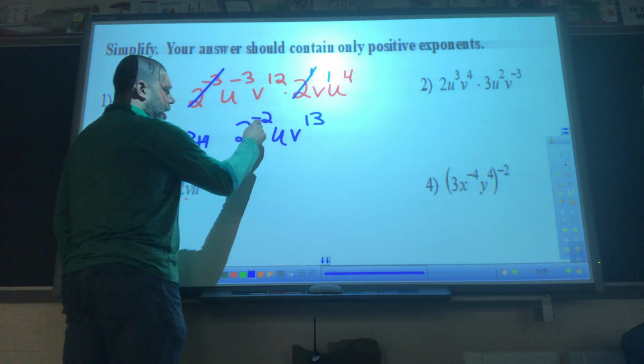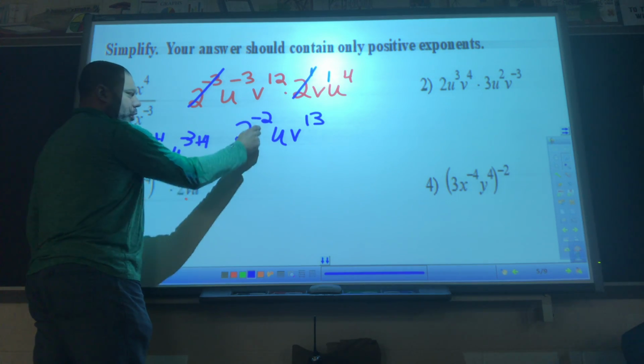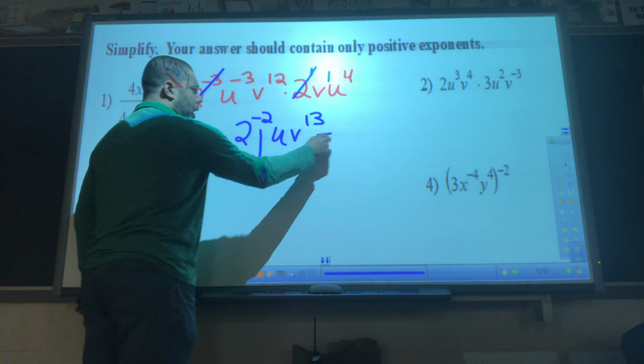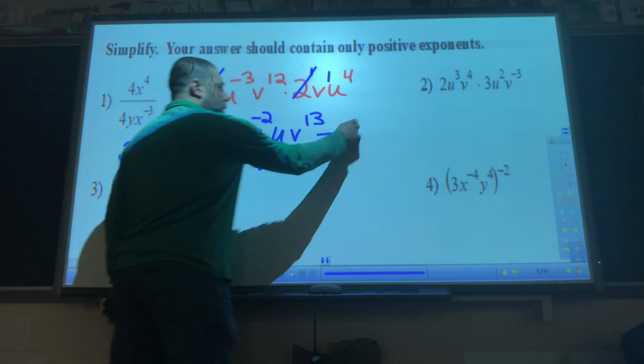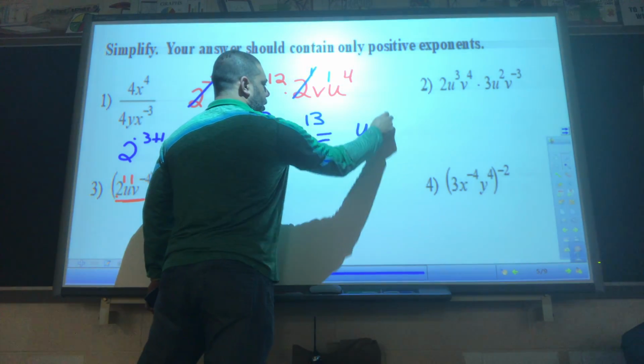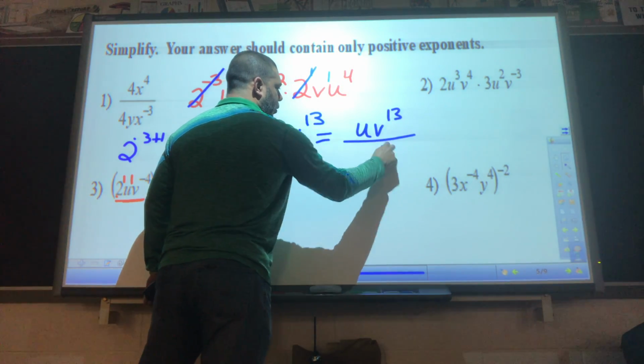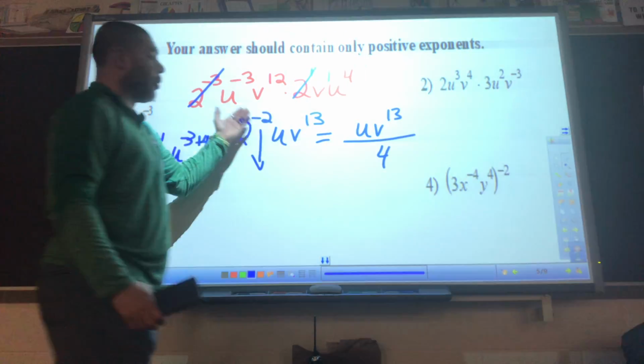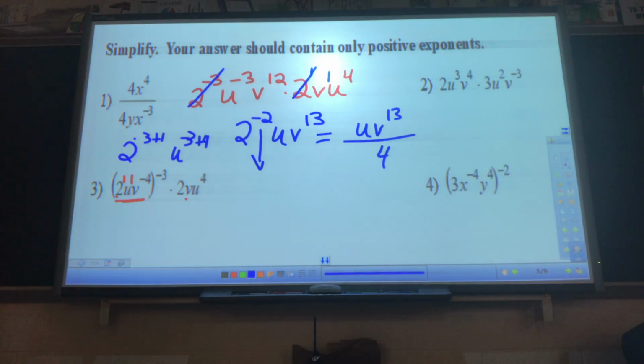And the only thing I have to take care of is this negative exponent. 2 to the -2 power is going to go to the bottom. So I'd have u v to the 13th over 4. The reason why it became 4 is, remember, it's 2 squared on the other part of the fraction. Let me double check I did that correct. I just feel like I might have made a mistake on that last one. Especially with the u's and v's, I always like to double check because sometimes you get them all mixed up.